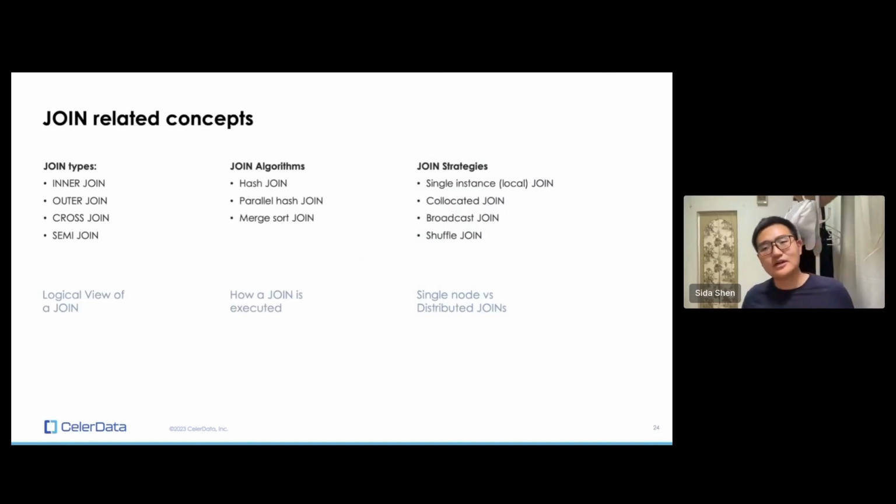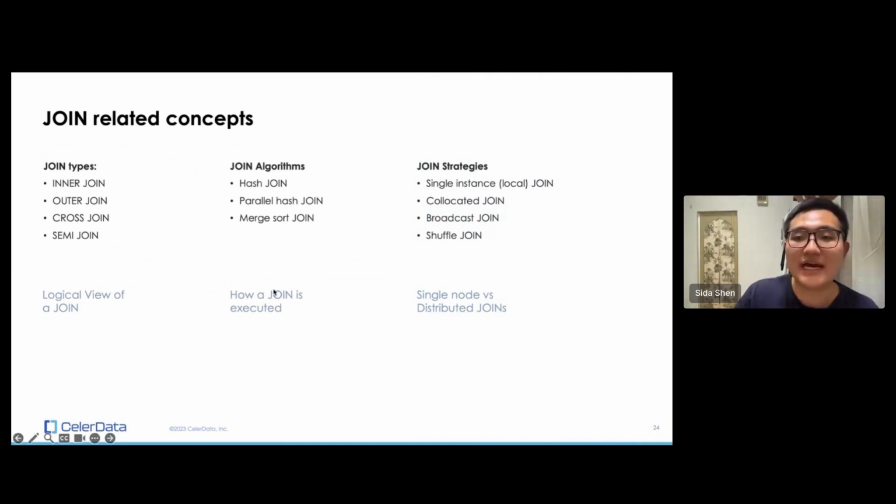And first, I want to go over some key concepts so we don't get confused, right? First, there are some join types: inner join, outer join, cross join, semi join, or as-of join. Those are logical views of a join. Those are the SQL or the SQL function that the user writes that describe what they want, right?